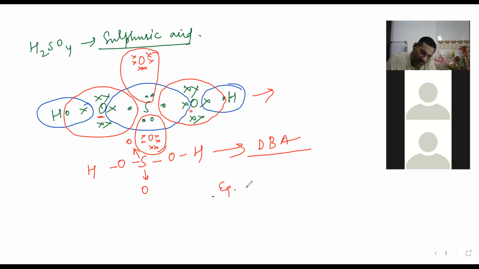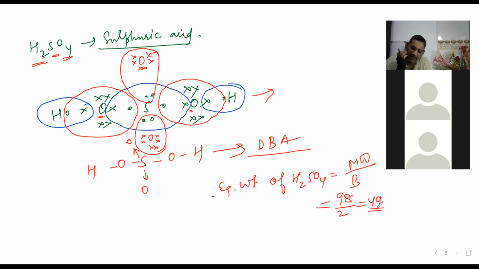Now its equivalent weight. This is sulfuric acid. Equivalent weight of sulfuric acid will be equal to molecular weight upon basicity. Molecular weight: 64 plus 32, 96, plus 2, 98. So 98 upon 2, that is 49. So this is about sulfuric acid.